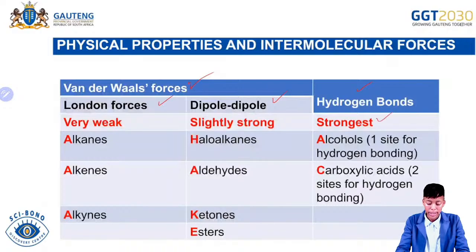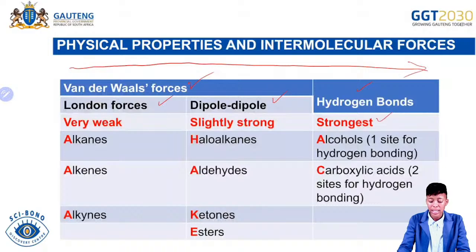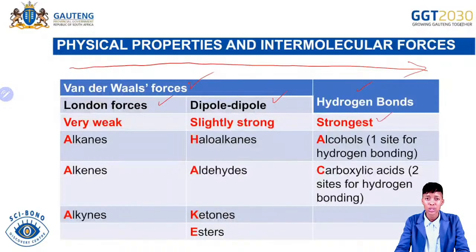In terms of strength, we are moving from the left hand side of the table to the right hand side, starting with the London forces, which are weak intermolecular forces. Then we have dipole forces, which are slightly strong, so dipole forces are stronger than the London forces. And the hydrogen bonds are stronger than the dipole forces and the London forces.